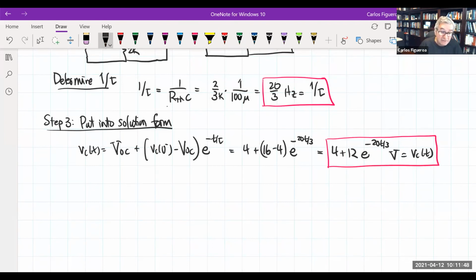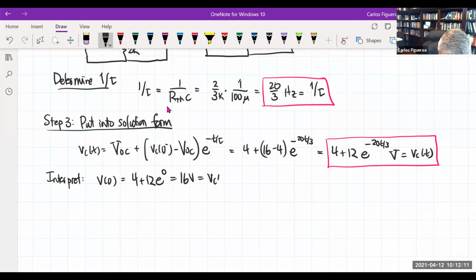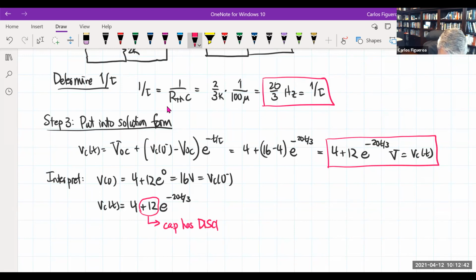But I'm really interested in trying to interpret this. So if I now try to interpret it, what am I really seeing? Well, at VC of 0, this is going to be 4 plus 12 e to the 0, which immediately tells us what the voltage was before and after the switch, which is 16 volts. And then when I look at VC of t, you're getting 4 plus 12 e to the minus 20t. What I want you to pay attention to is this term right here. This tells us that the cap has discharged by 12 volts.